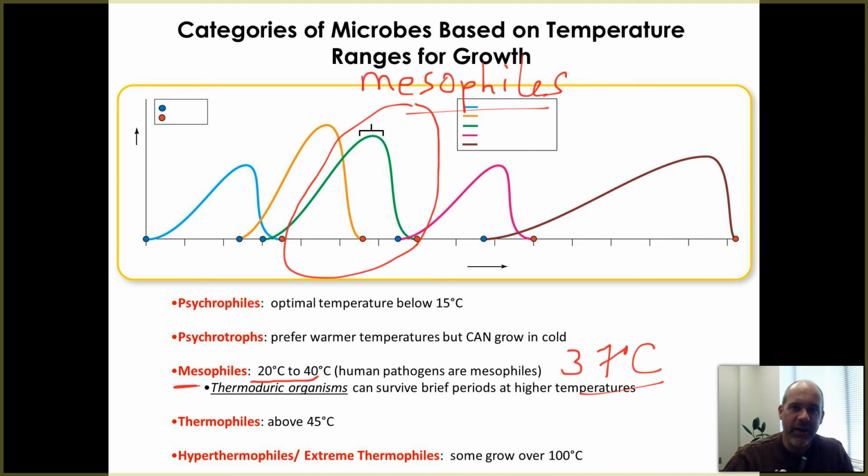And of course, we tend to make humans the center of the world and the universe, and so we're going to pick our optimal temperature as the middle or normal temperature for microorganisms.